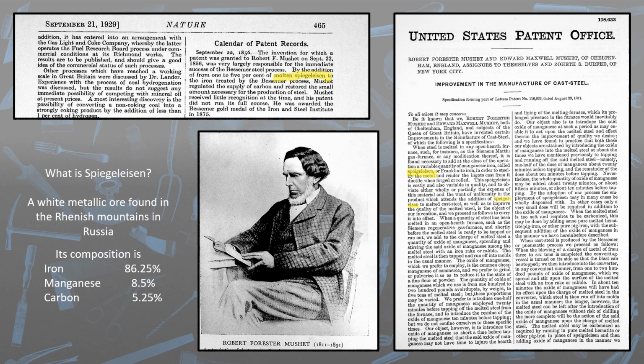Spiegeleisen was a white metallic ore found in the Rhenish Mountains in Russia. Its composition was 86.25% of iron, 8.5% of manganese, and 5.25% of carbon. A patent was granted to Robert Mushet for his invention on September the 22nd, 1856. This made the Bessemer process an immediate success.